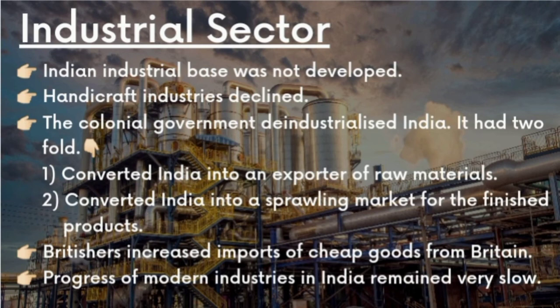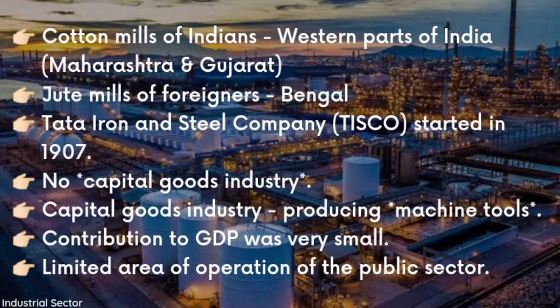The British increased imports of cheap goods from Britain. As they acquired the raw materials from India, they produced the finished goods with those raw materials. As a result, we were not allowed to produce goods using our own raw materials. We were forced to depend on goods produced in Britain, so we purchased them, and they increased the demand for their commodities in India that way. So the progress of modern industries in India remained very slow.